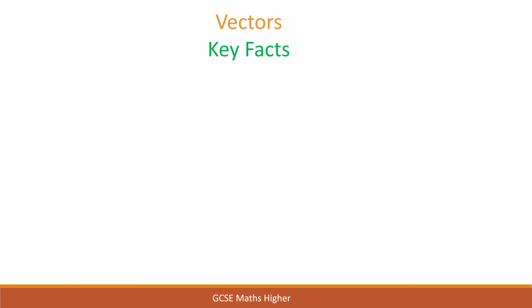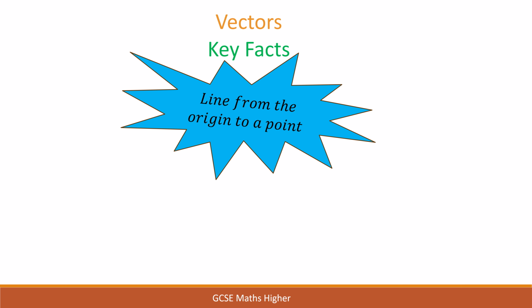In this video, we're going to learn about the key facts to do with vectors. To start with, we need to know what a vector is. So basically, you can think of a vector as being a line that goes from the origin to a point. So the origin is the point 0, 0. So this word here, origin, is this point here, the point 0, 0.